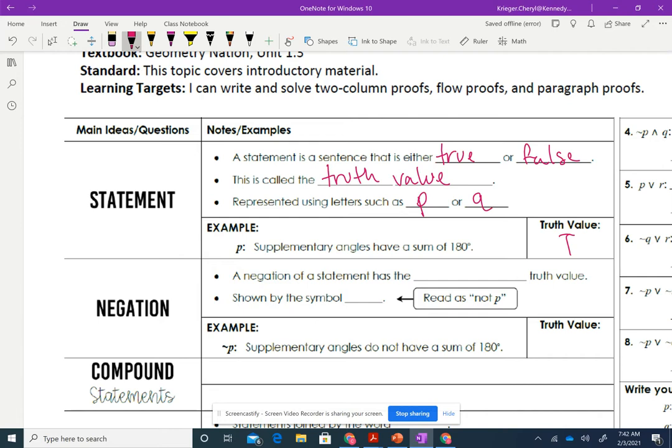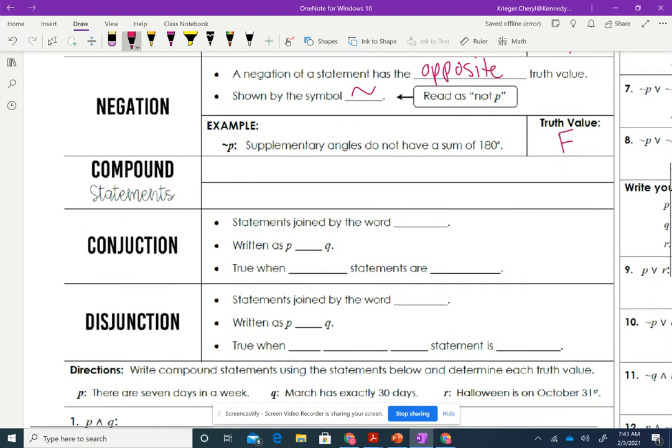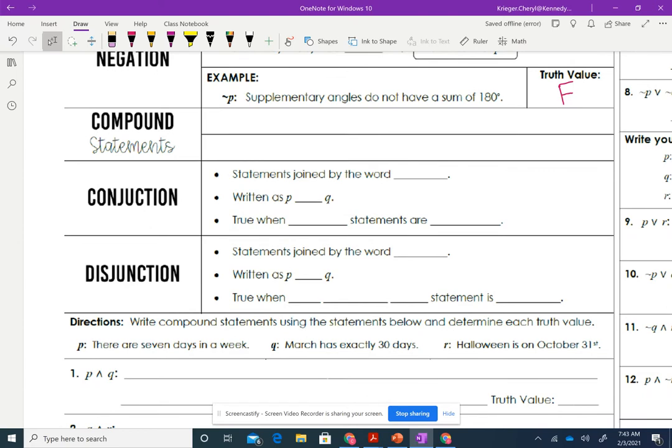The negation of a statement has the opposite truth value. We show the opposite of the truth value with the tilde symbol, and it's just a squiggly line. So the negation of P would be supplementary angles do not have a sum of 180. So the negation of a true statement is false. Compound statements, which is what we're leading into, are two or more statements joined by the words and or or.